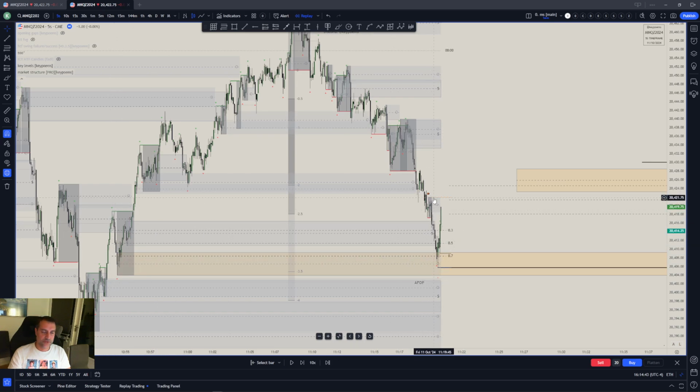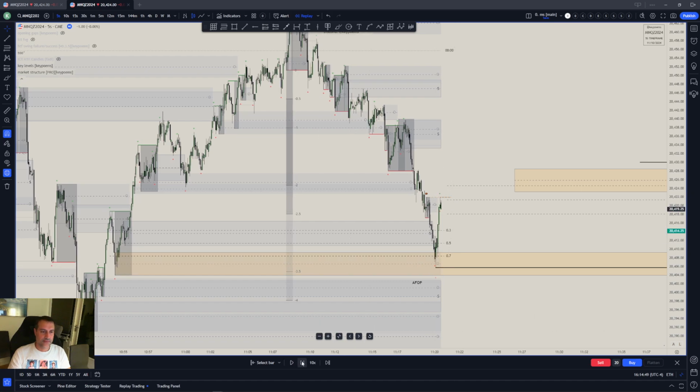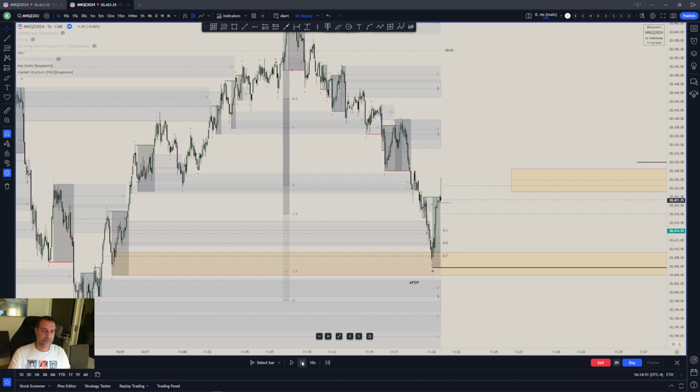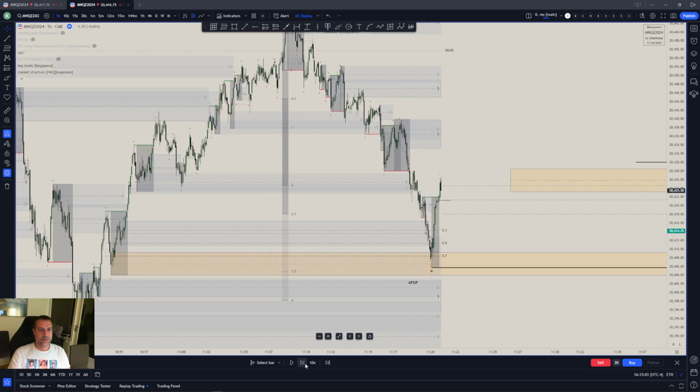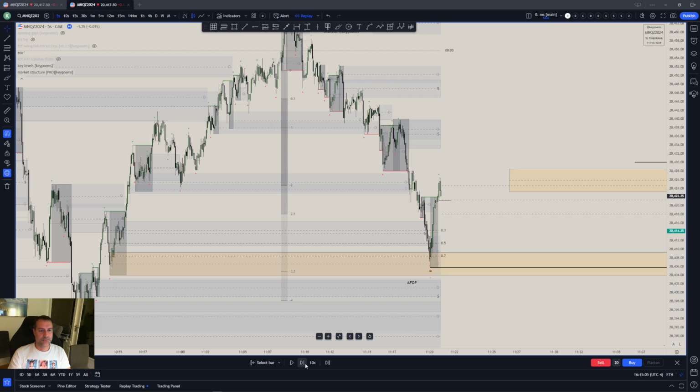And maybe wait for the breach of this protected high. Let's see what happens. We breached it. Give it a moment, because you could do an SPS setup to the downside. So 1, 2, 3, 4, 5, and then go down. So wait for the next candle. Cannot do it the next candle.